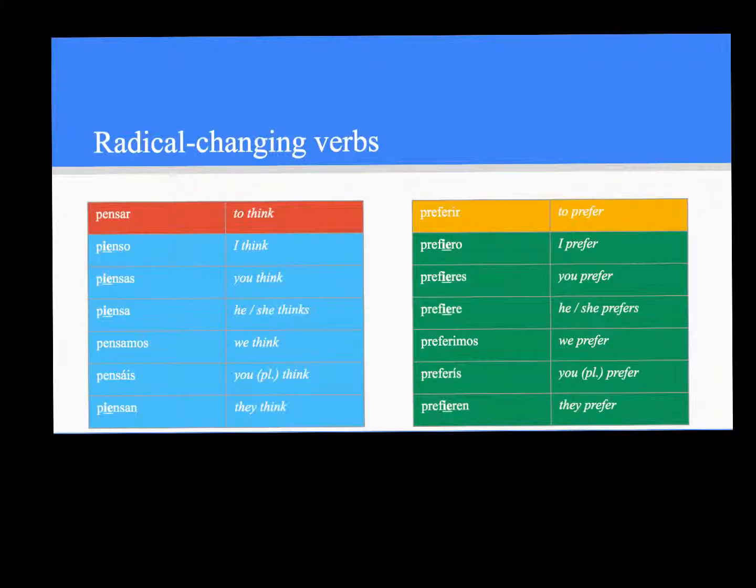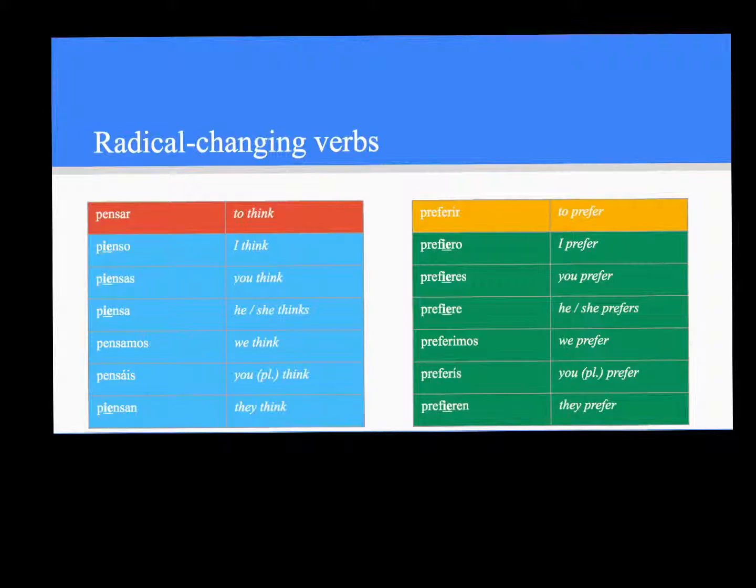The vowel in the syllable before the ending, in this case here the E of pensar, in this case here the E between the F and the R of preferir, that vowel changes. It's the vowel in the stem and it changes when we conjugate the verb. That's why they're called stem changing or radical changing verbs.